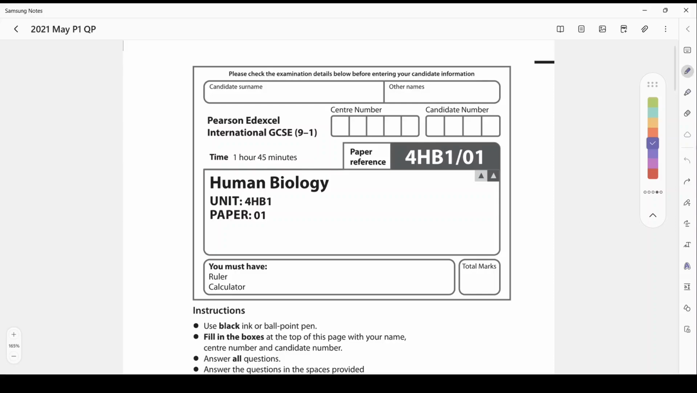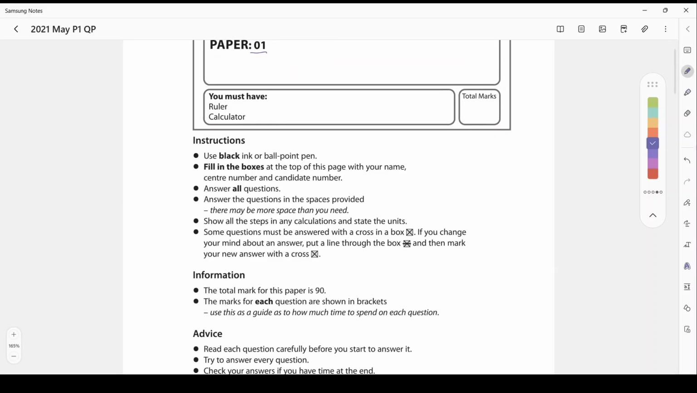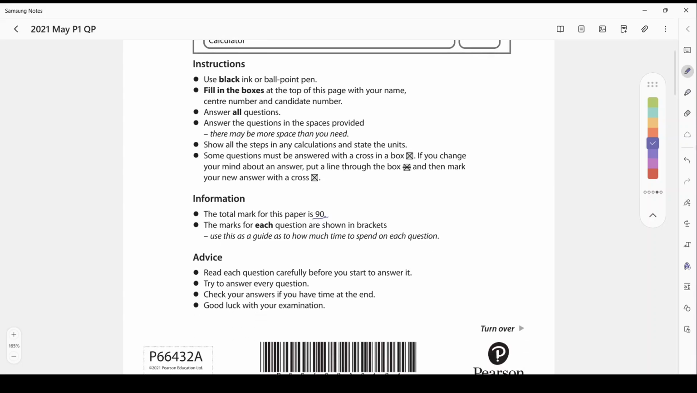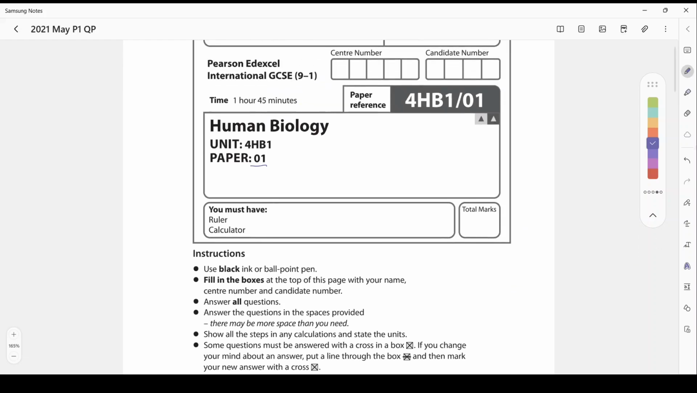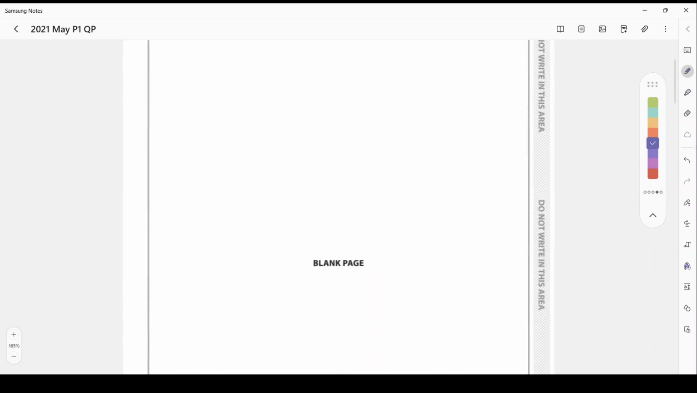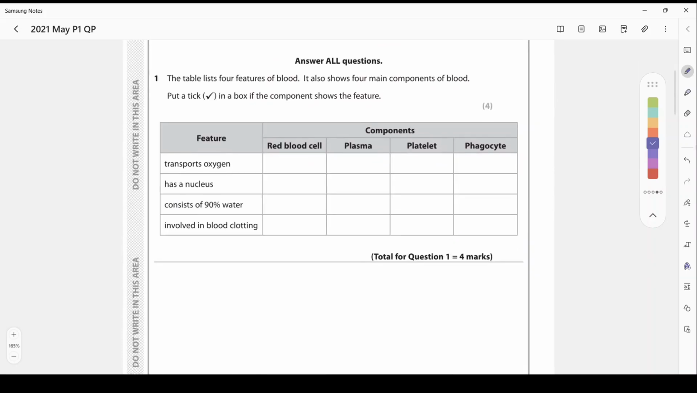Everyone, today we'll be covering the IGCSE Human Biology past paper. This is from 2021, May, and this is paper 1, as you can see here. The total mark for this paper is 90. For paper 1 you'll be tested on the entire syllabus, and you are given 1 hour and 45 minutes to complete this paper. Okay, let's start off with the first question.